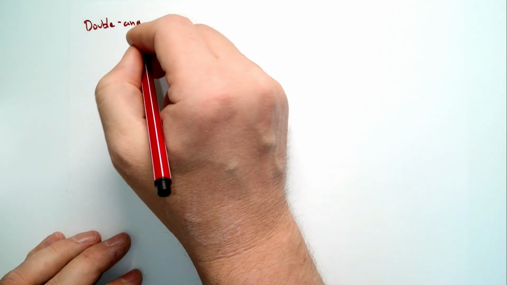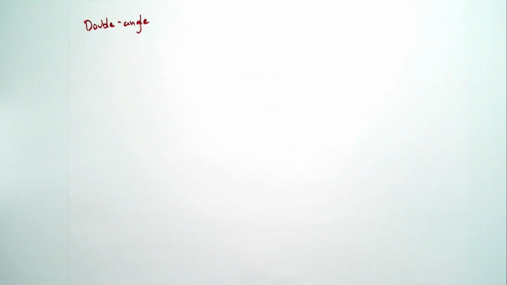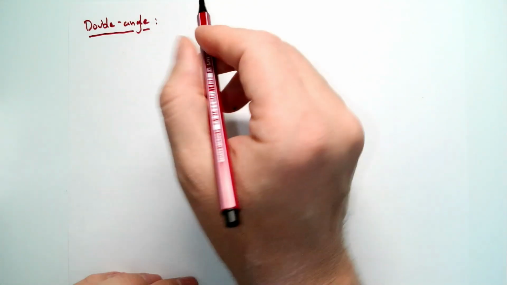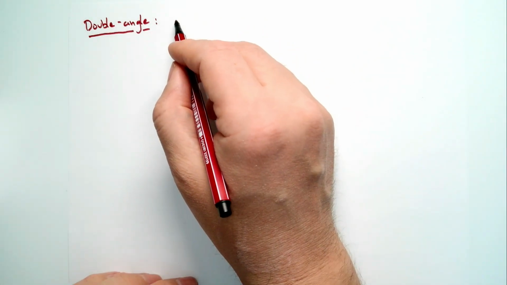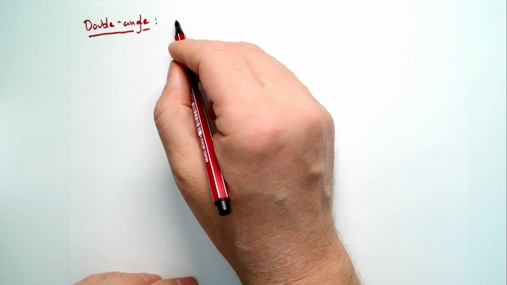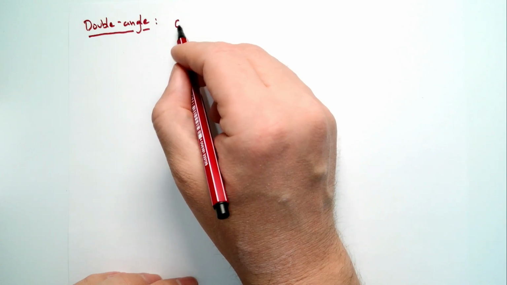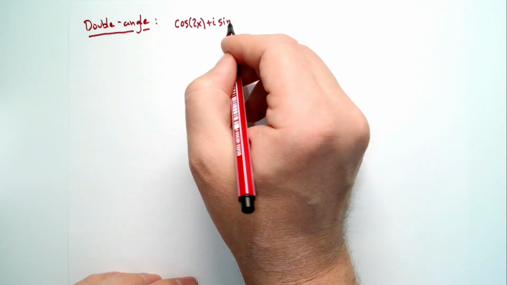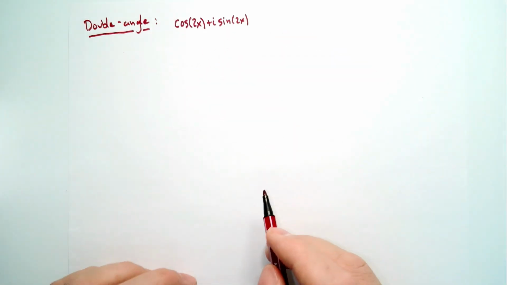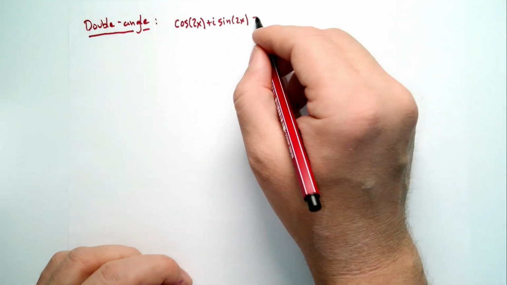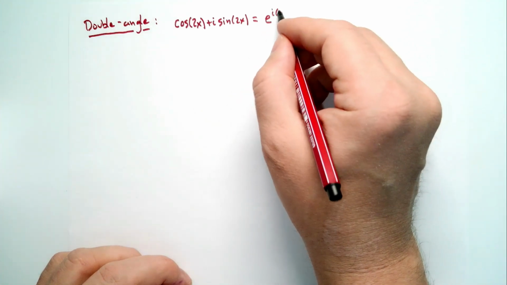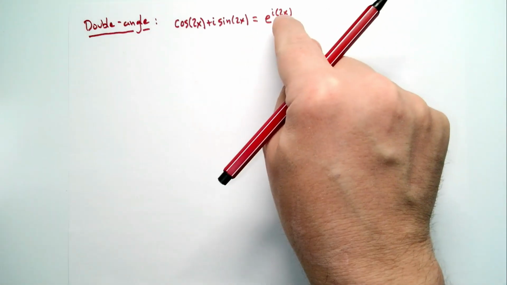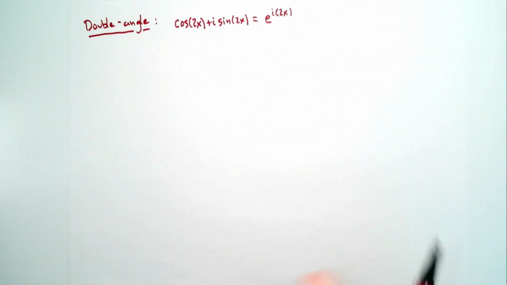And this is not the only fun fact you can derive, but I just want to give you a quick example. So, double angle. Let's look at the following. We have cosine of 2x plus i sine of 2x. Now that, according to what we just did, is e to the i times 2x, because e to the i something is cosine something plus i sine something.